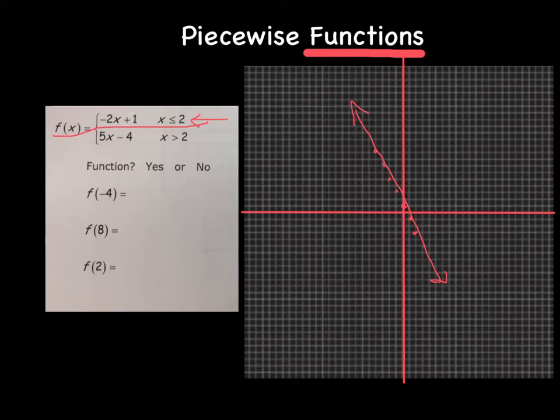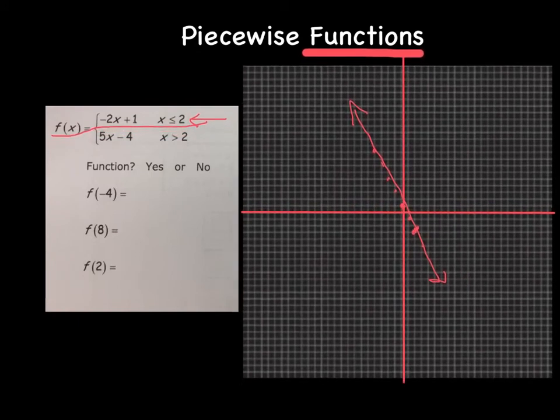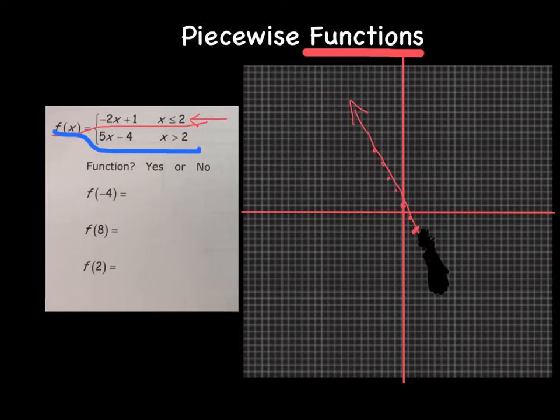And since it's less than or equal to 2, this point is going to be a closed circle, and I'm going to erase, oh shoot, erase the rest of this. Okay, now I'm going to look at the other line. So now I'm going to look at f of x equals 5x minus 4, where x is greater than 2.